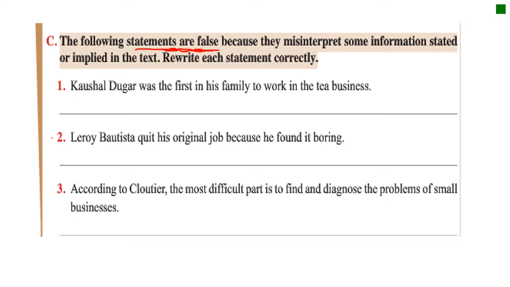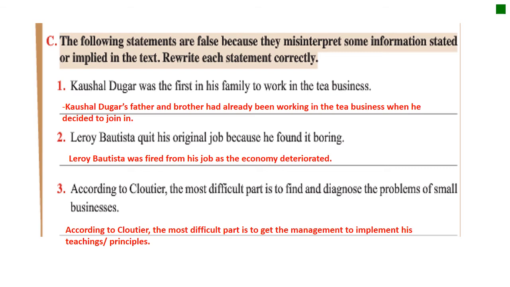2. Leroy Batista quit his original job because he found it boring. No, he was let go because of the economic situation. 3. According to Cloutier, the most difficult part is to find and diagnose the problems of small businesses. No, the most difficult part is to make things work, okay? Make people work. Okay, Kaushal Dugar's father and brother had already been working in the tea business when he decided to join in. Leroy Batista was fired from his job as the economy deteriorated or became worse. According to Cloutier, the most difficult part is to get management to implement his teachings and principles.